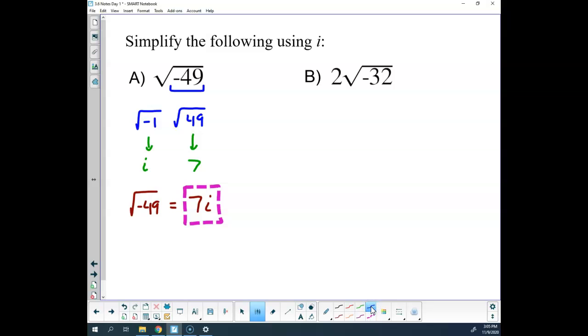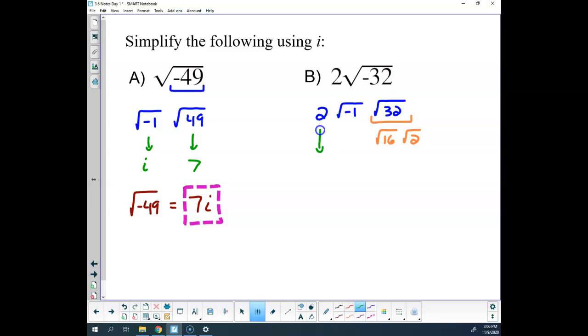I would first break that one out. This 2 is going to stay outside. Then this is going to be the square root of negative 1 times the square root of 32. Well, 32 can be broken up into the square root of 16 times the square root of 2. Or the square root of 8 times the square root of 4. And then the square root of 8 could be broken down into the square root of 4 times the square root of 2. So we have many different ways that we can get there. I like to use the biggest perfect square factor of them all.